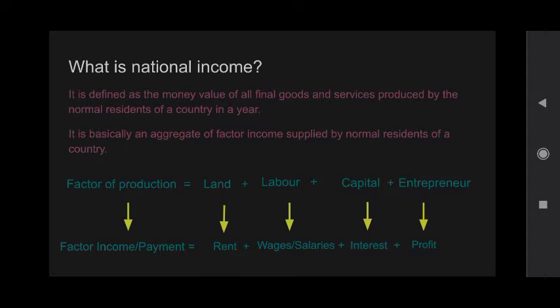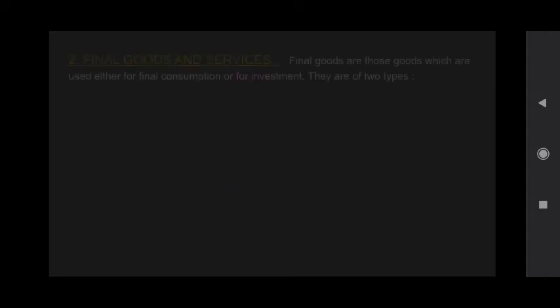So in the above definition, where it is written that it is basically an aggregate of factor income, this is what factor income is. So national income, in simpler sense, we can say that when we sum up all these four factor income, this is what it is known as national income. Now moving on, final goods and services and normal residents. These are the two key words in the definition of national income for which you need to understand the basic concept about them. Let's proceed.